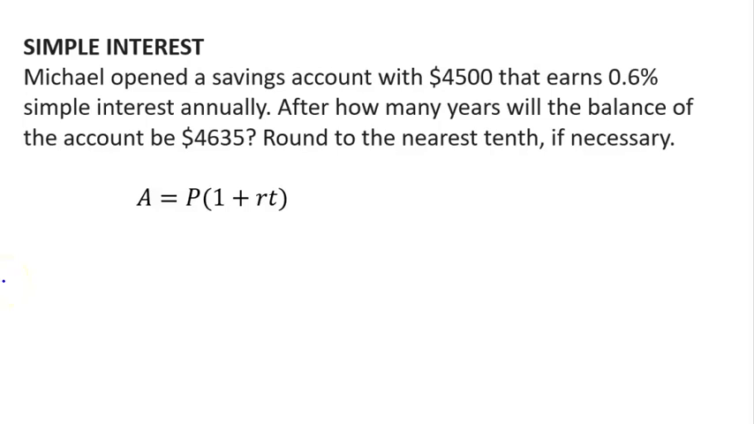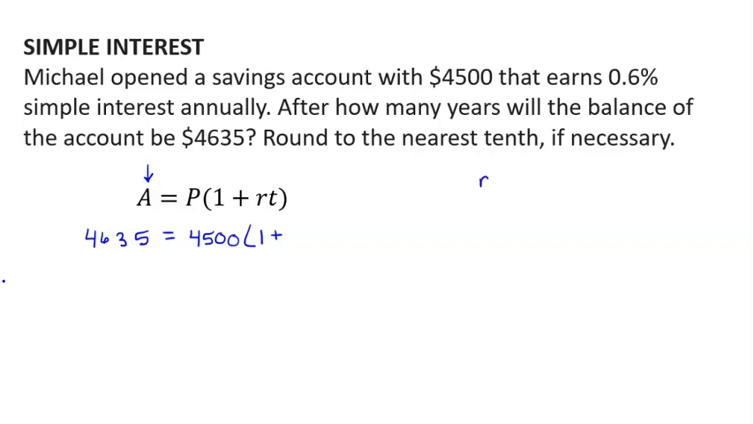And so with this one, it says, after how many years will the balance of the account be 4,635? So now the balance in the account is here. 4,635 is now what's in the account. He's starting out with 4,500. And then multiplied by that 1 plus our rate.